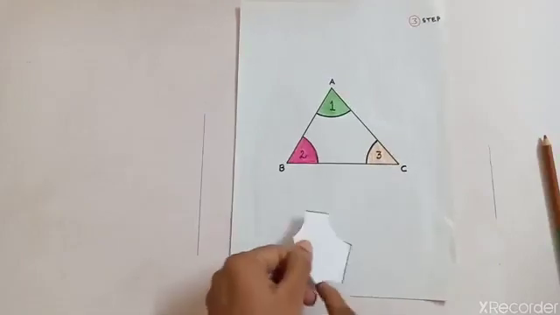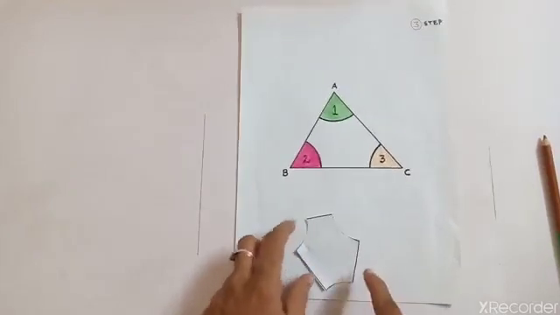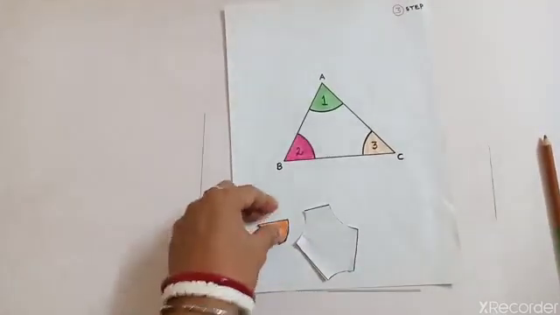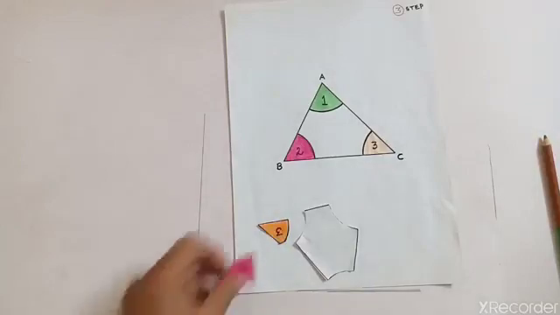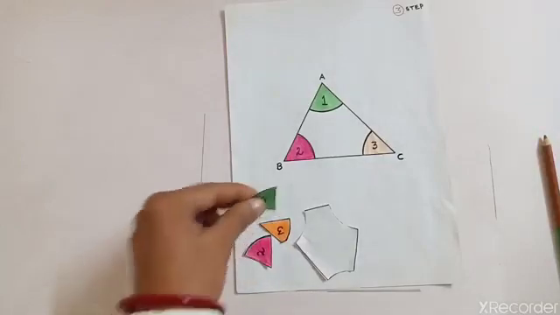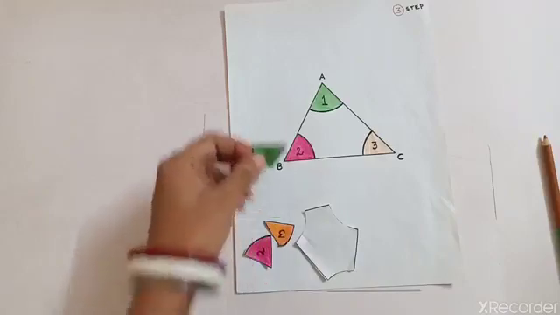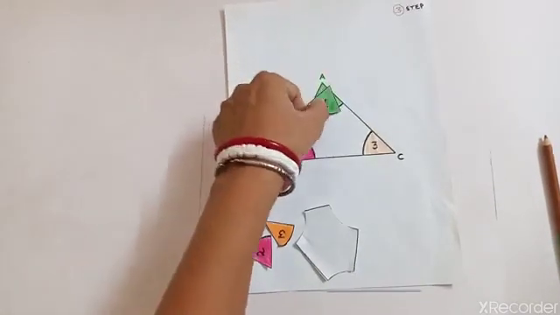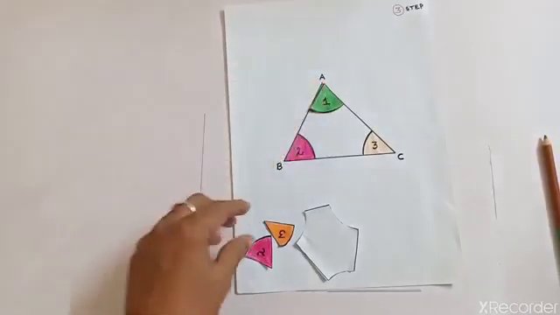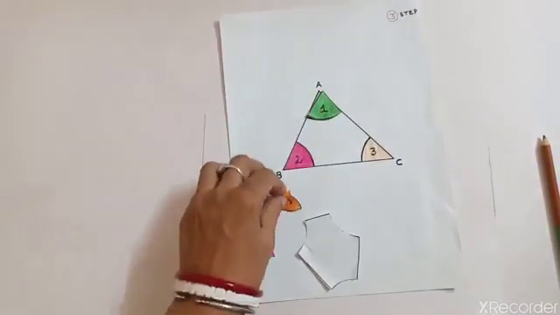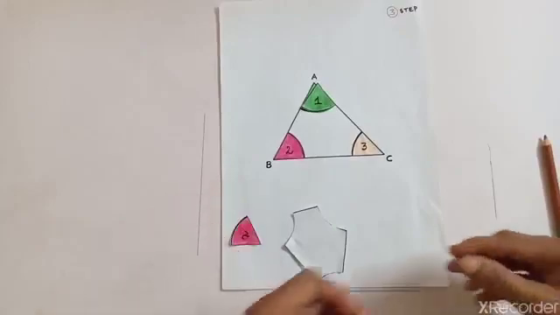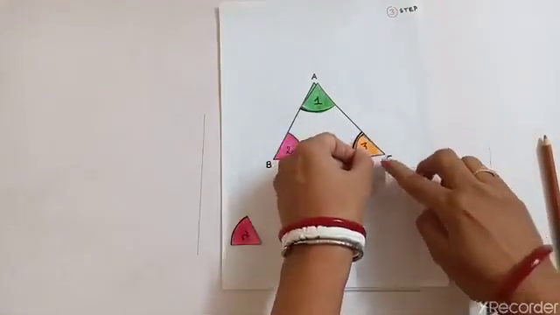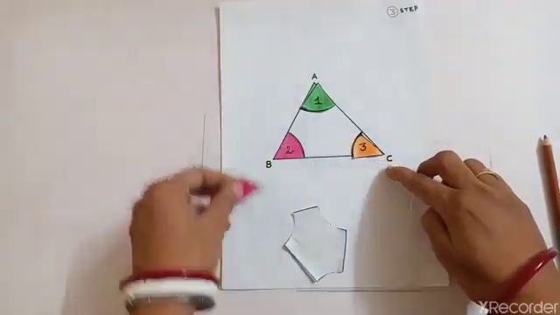I'll show you. This is another cutout of the similar triangle. These are the other angles of the triangle. You can see here, this is another cutout. Now if I keep it here, you can see it will be exactly like this angle. You can see here it is the same as this.